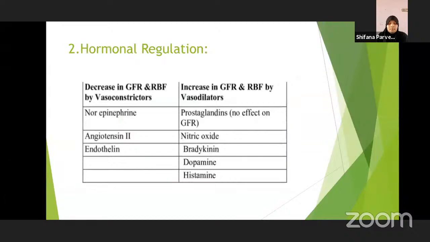As I mentioned before, whenever the arterial pressure decreases to 80 mmHg, the autoregulation is virtually absent. At that time, the hormonal regulation will act. These are the hormones which cause vasoconstriction and decrease the renal blood flow: norepinephrine, angiotensin 2, endothelin. These are the hormones which cause vasodilation and increase the renal blood flow: prostaglandins, nitric oxide, bradykinin, dopamine, and histamine.